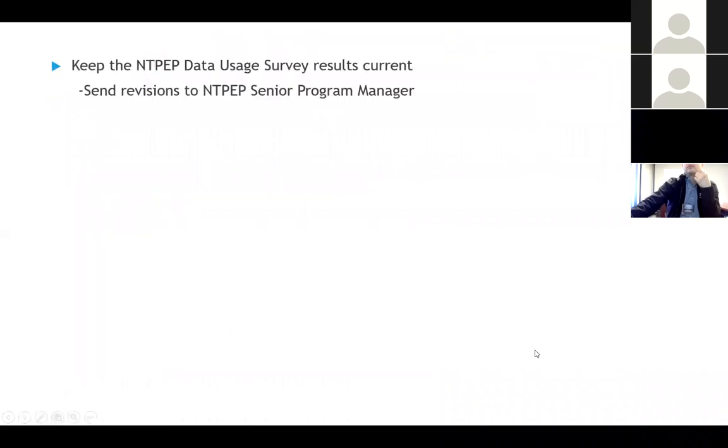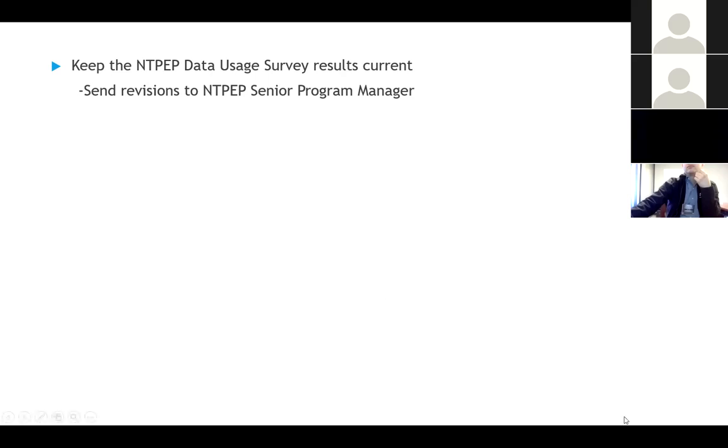Okay, next, it's also important, along with responding to the ballots, that we keep the NTPEP data usage survey results current. And what do I mean by data usage survey results? A couple of years ago, NTPEP carried out a very comprehensive survey, with a lot of outreach, to identify what data is being used by each of the states.